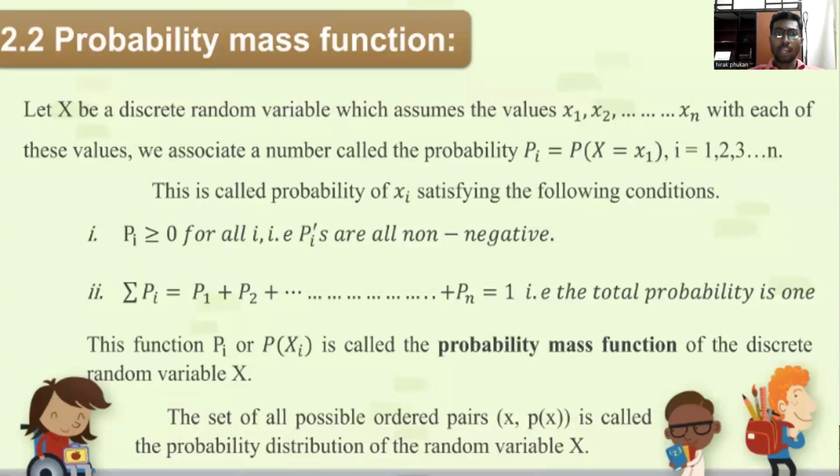First is pi should be greater than or equal to 0. It means that it should be a non-negative value. Each pi value should be non-negative. The second condition is the summation of all the probabilities should be equal to 1. It means that total probability value should be equal to 1. Hence here p of xi is denoted as probability mass function of discrete random variable x.